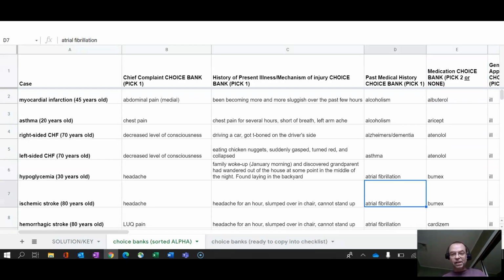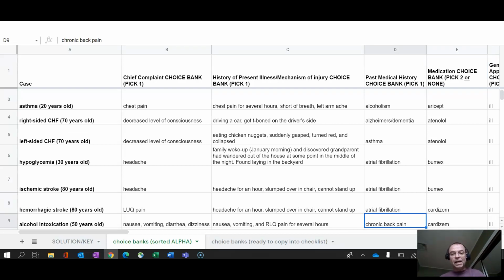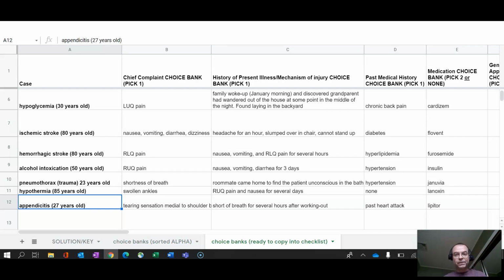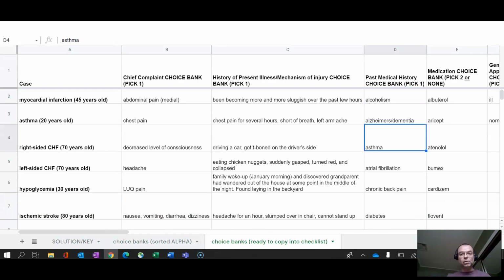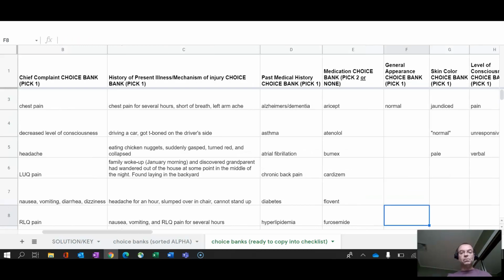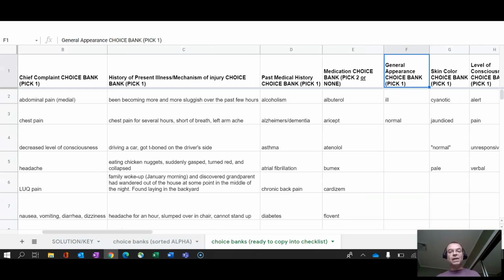So for example, here's AFib, and I deleted the repeats. So here we are in that third sheet. There's only one atrial fibrillation there. There's only one asthma, only one chronic back pain, only one diabetes. Because if I did that, it allows me to easily cut and paste this into some sort of format where I can make it a checklist for the kids to check off. You'll see what that means in a minute here.